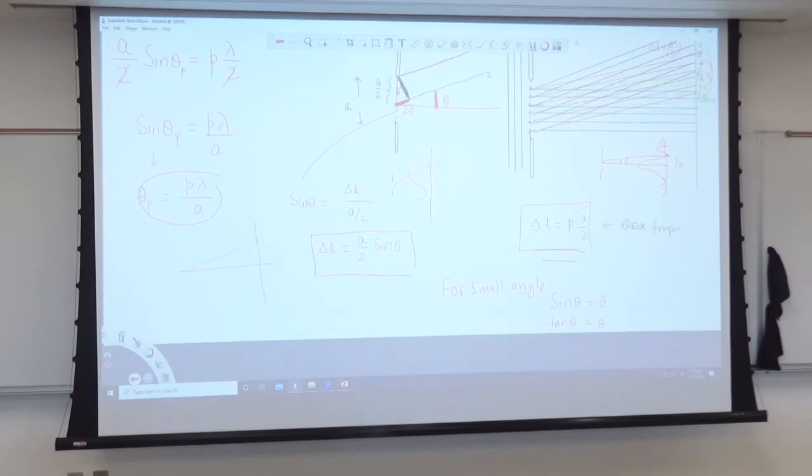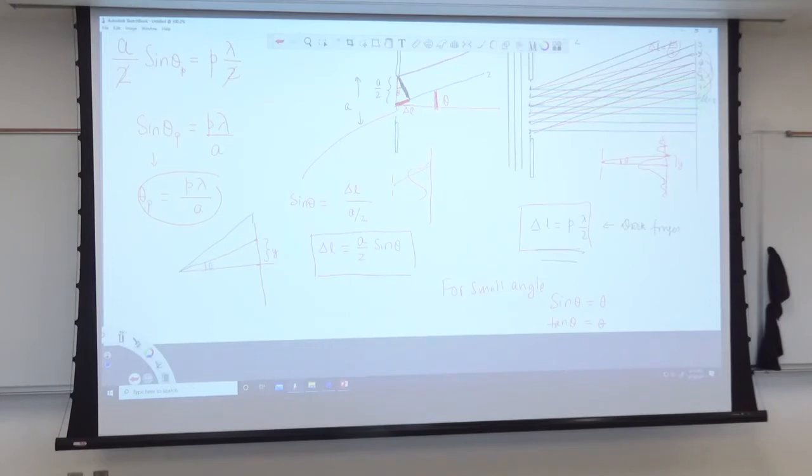I want to know this distance. Distance from center to the first dark fringe, or distance from center to the second dark fringe, or distance from center to the third dark fringe. I want to know all these distances. How can I find that?